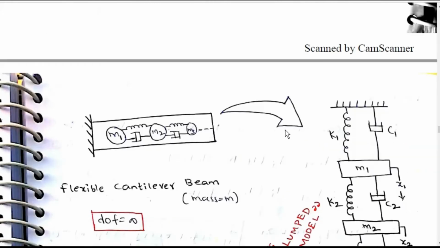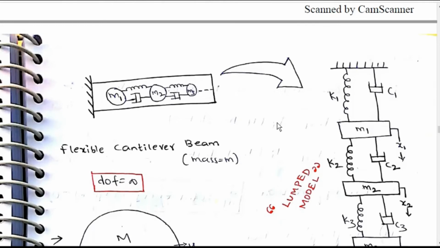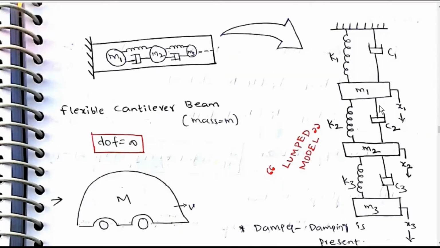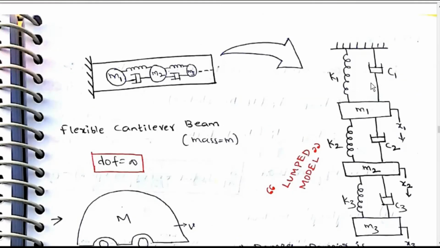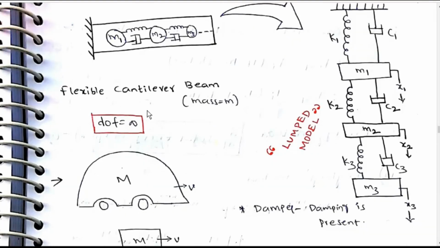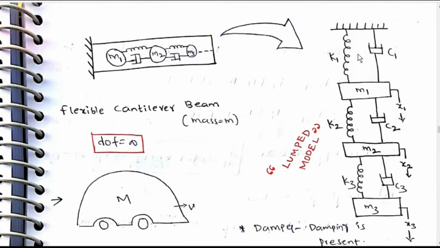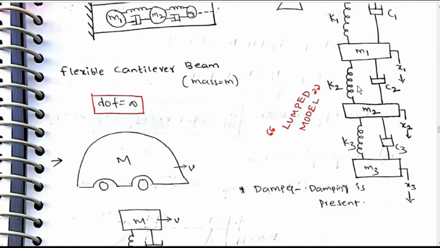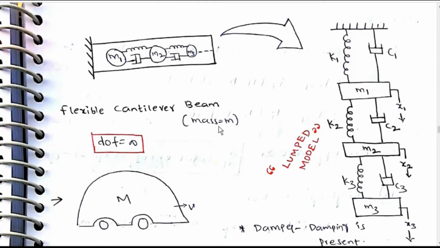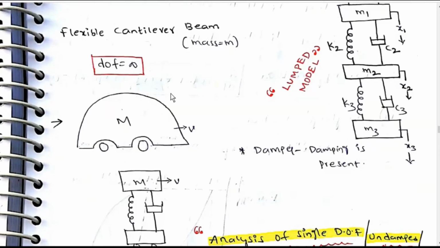Lumping of parameters. I guess a lumped model is x1, x2, x3. If it is like this, then it is called a lumped model. A flexible cantilever beam with mass has degrees of freedom equal to infinity.